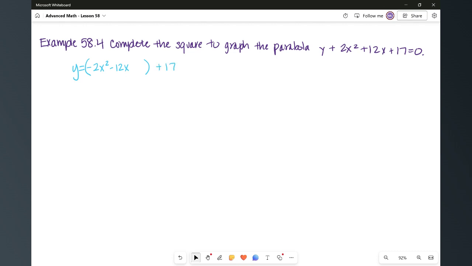I cannot work with the coefficient on the x squared, so I'm going to need to factor that out. So here we go. The negative 2 comes out. It leaves x squared inside and plus 6x on the inside, because negative 2 times 6x is negative 12x, which is what I have there. Leave my parentheses and my 17 there.